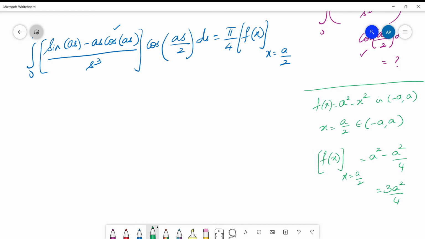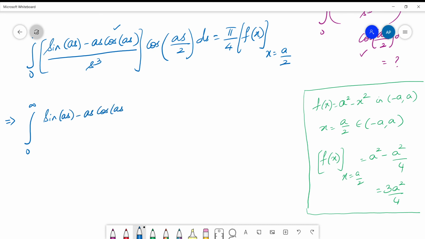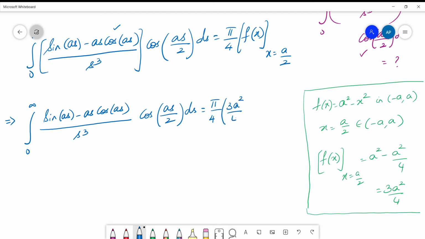So I'll take this expression and substitute it on the right side and see how my final answer resembles. 0 to infinity sine as minus as cos as divided by s cube into cos as by 2 now becomes what? Pi by 4 into 3a square by 4, which we have just now got, or it is simply 3 pi a square by 16. So do you see that we have achieved the answer?